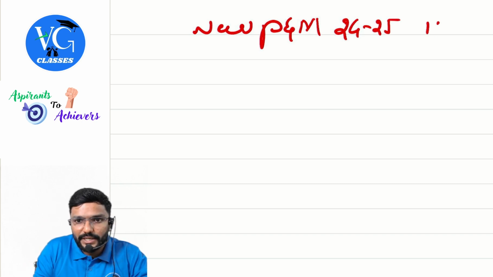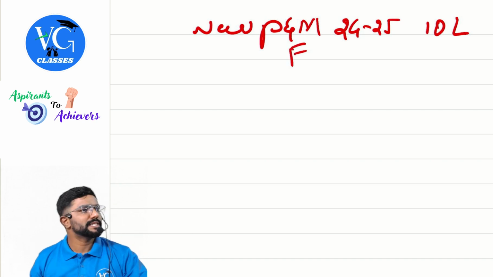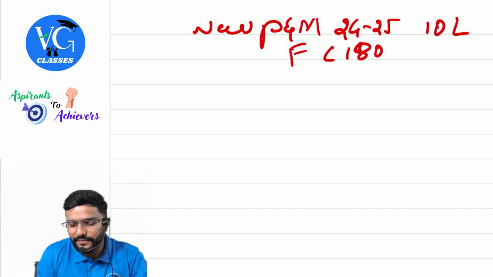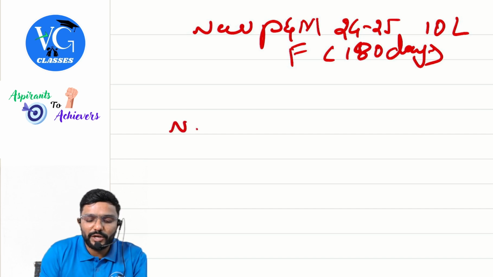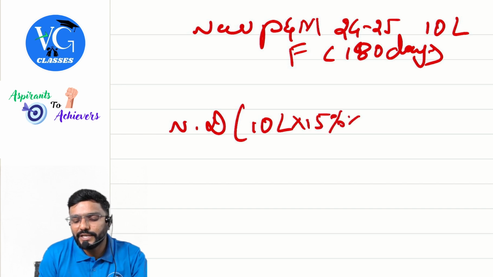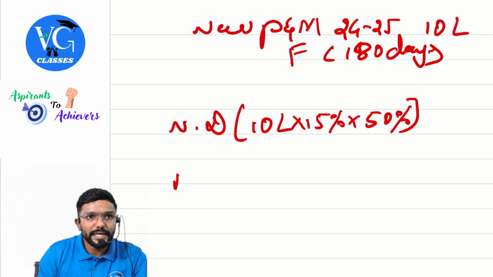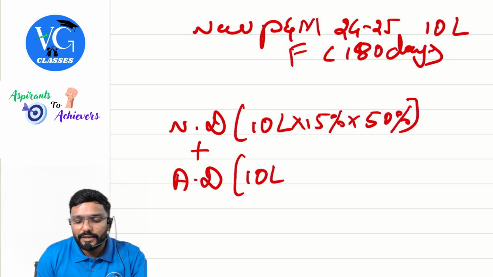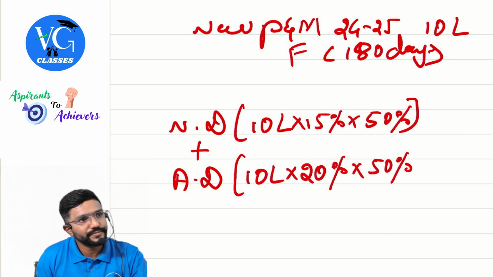For how much, sir? 10 lakh. And I have installed it in the factory. How much depreciation? Okay, assume I have used it for less than 180 days. Everything I am giving, I've used for less than 180 days. Come on, guys. How much normal depreciation can I claim? 10 lakh into 15% into 50%. Now, additional depreciation, how much can I claim over and above normal? 10 lakh into 20% into 50%.